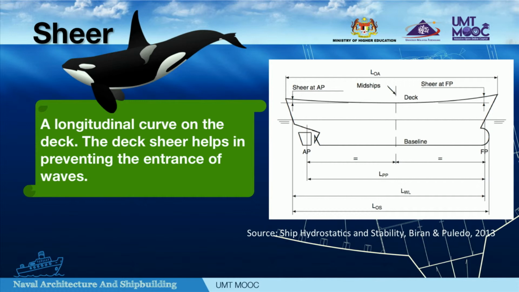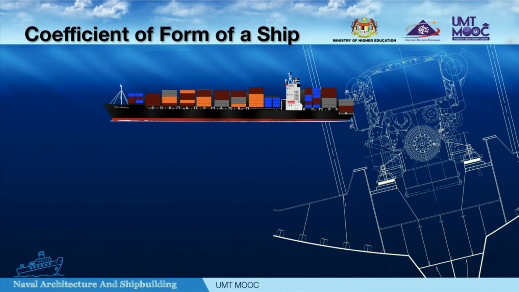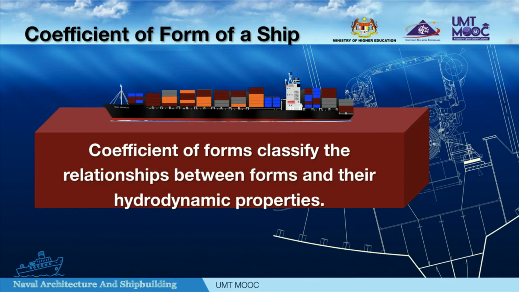Next are the coefficients of form of a ship. In ship design, it is often necessary to classify the hull and to find relationships between forms and their properties, especially the hydrodynamic properties. The coefficients of form are the most important means of achieving this. By their definition, the coefficients of form are non-dimensional numbers.